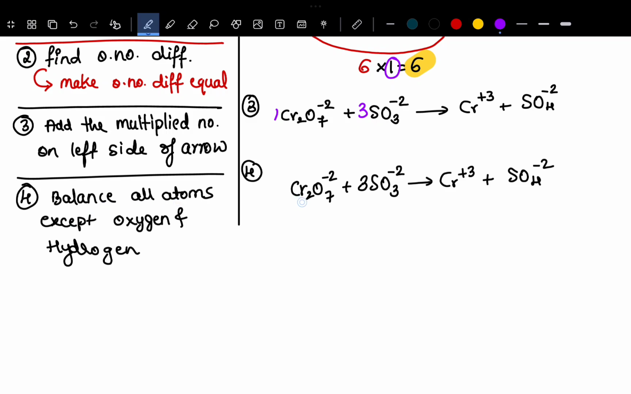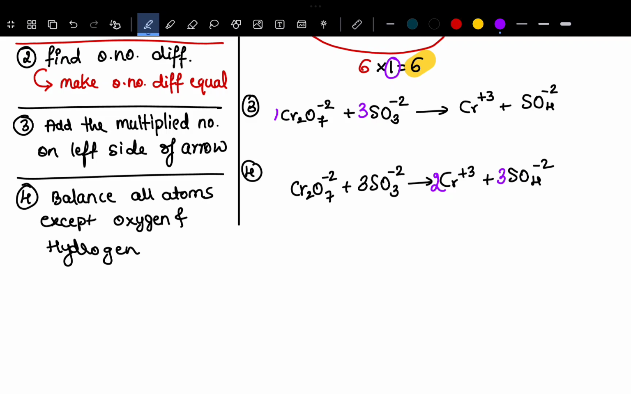So here we have chromium. On the left hand side of this arrow, we have total 2 chromium. So on the right hand side, we have only 1. So to make it equal, I have to add 2 here. Alright. So chromium is balanced. Oxygen, leave it. Then we have sulfur here. On the left hand side of this arrow, we have 3 sulfur. Right hand side, there is only 1 sulfur. So we have to make sulfur equal. That is, add 3 here. So sulfur is also balanced. Oxygen, we can leave it for later.